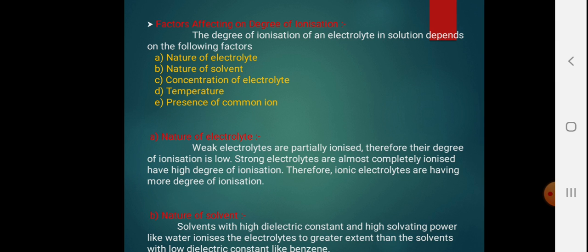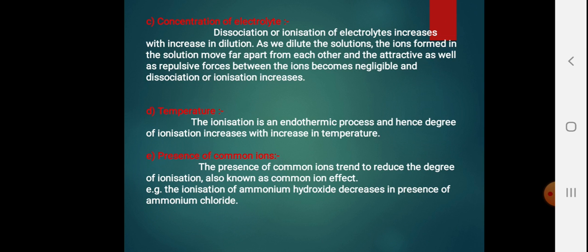Here we see one by one. First, nature of electrolyte. Weak electrolytes are partially ionized, therefore their degree of ionization is low. Strong electrolytes are almost completely ionized and have a high degree of ionization, therefore ionic electrolytes have more degree of ionization. Second, nature of solvent. Solvents with high dielectric constant and high solvating power like water ionize the electrolytes to a greater extent than solvents with low dielectric constant like benzene.